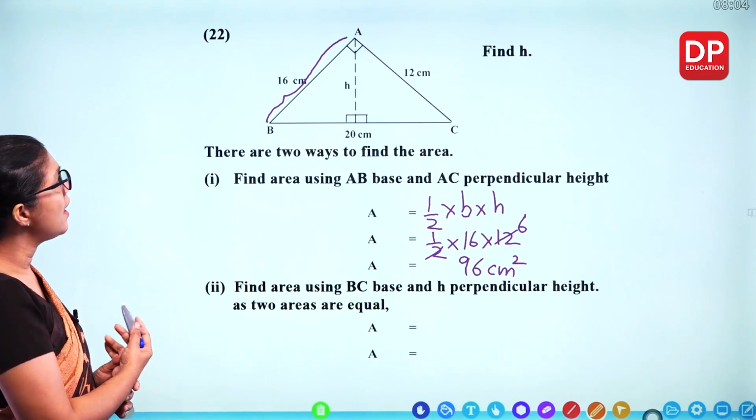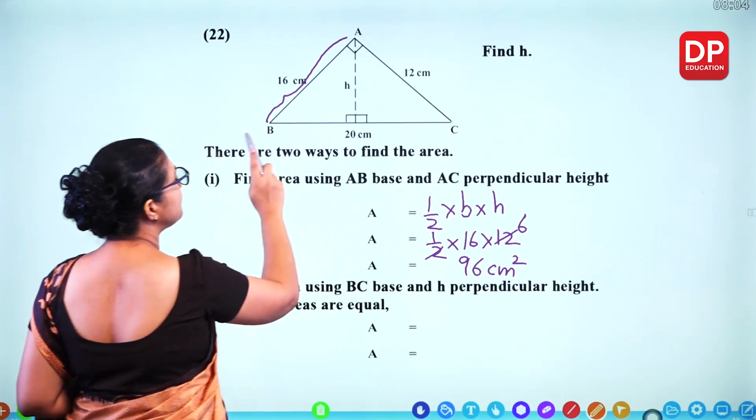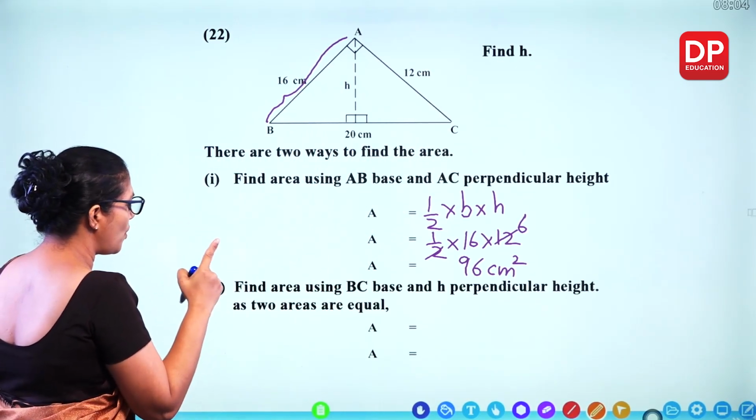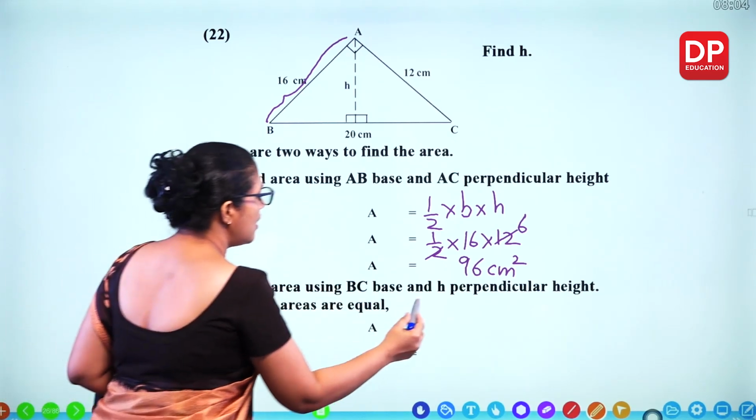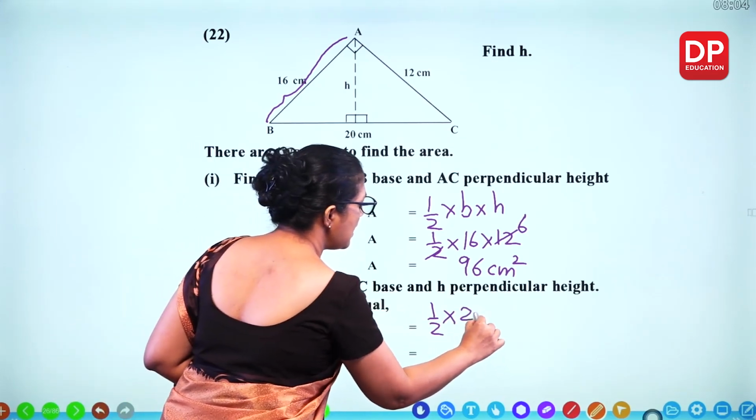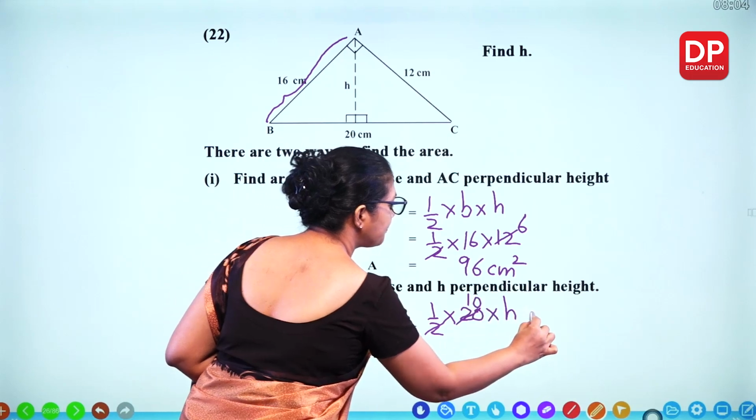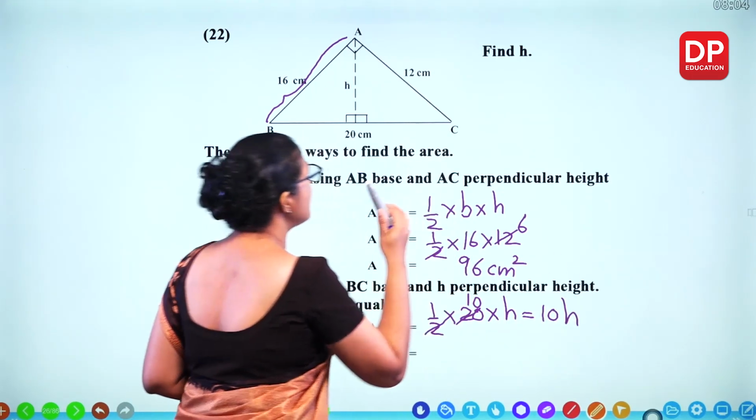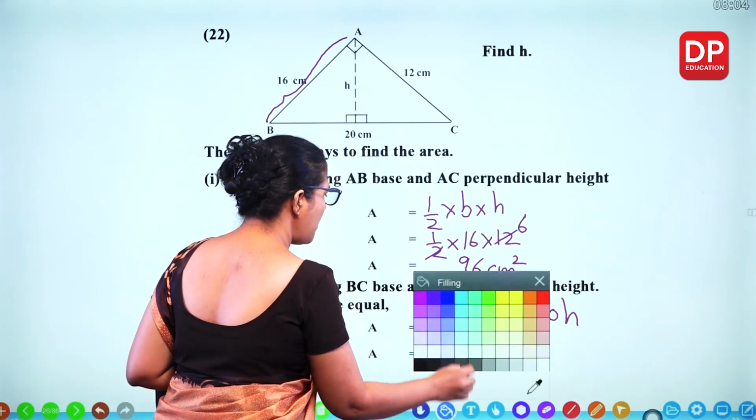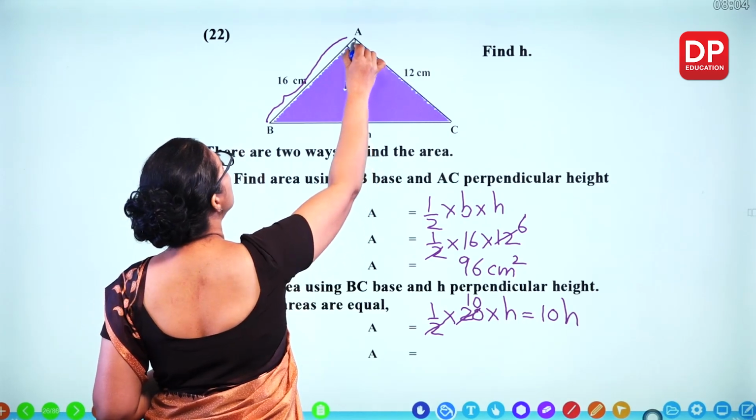And I can find out the same area using BC as the base. 20 as the base and the perpendicular height is h. So what's the formula I can use? Half base length, now 20 into h. So 2 times 10, 10h. But we know this is the same ABC triangle. The area is the same, so same area for this triangle.